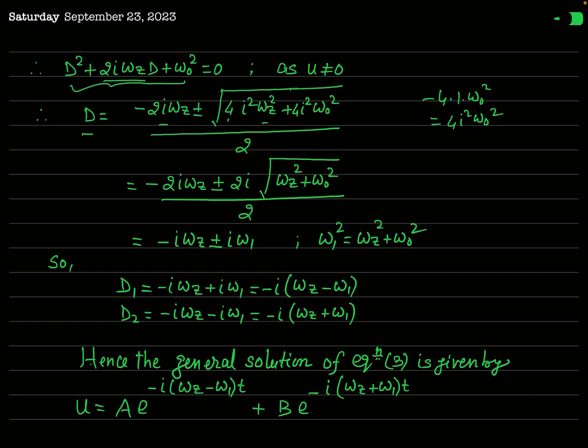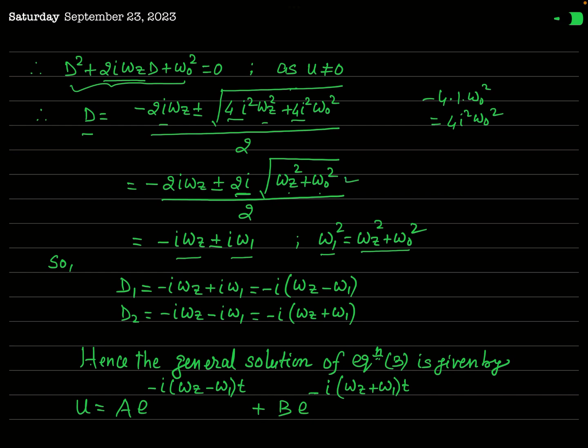Now you can see that 4i square is a common factor inside this square root, and when taken outside of the square root, it will be simply 2i. So your result is minus 2i omega z plus minus 2i times the square root of omega z square plus omega naught square, over 2. Now you can take this 2 as a common factor, and it will cancel with the denominator 2, so our result will be minus i omega z plus minus i omega 1. Here I have written omega 1 square equal to omega z square plus omega naught square.